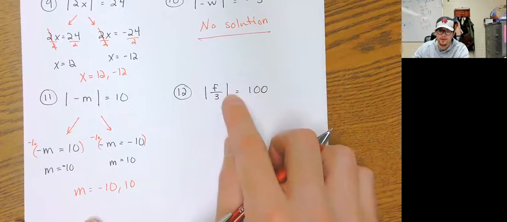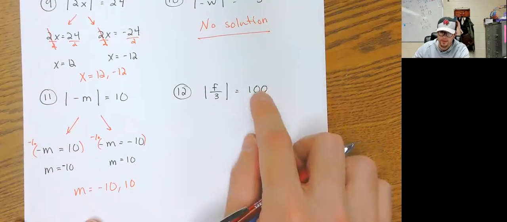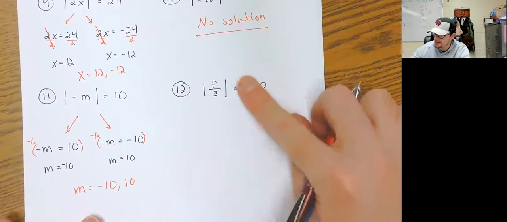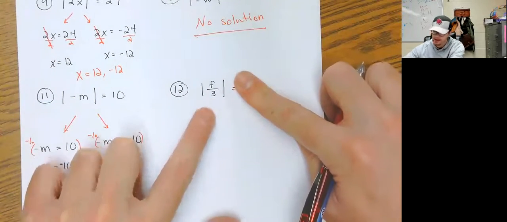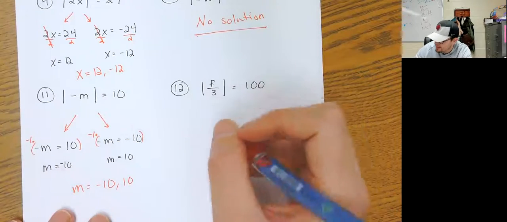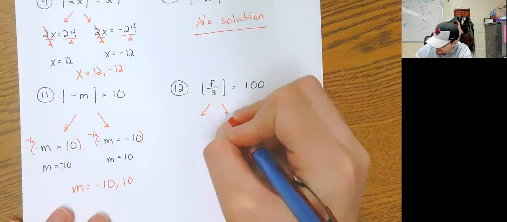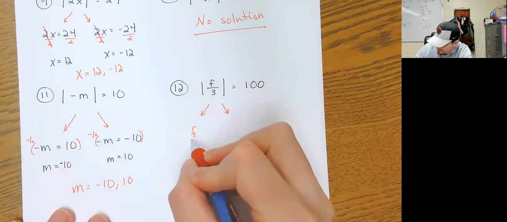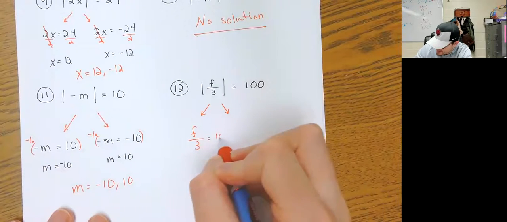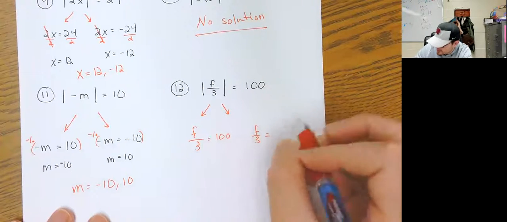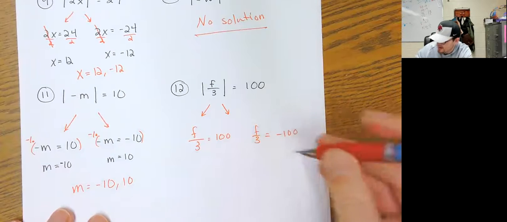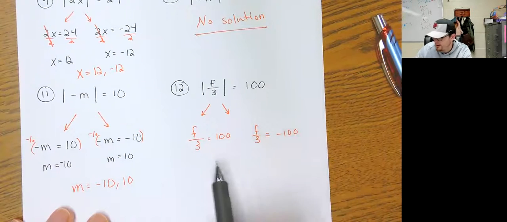All right, so over here, is that a positive 100? Yes, it is. Good to go. Is there anything I need to cancel out on the outside of the absolute values? No, there is not. So I'm going to get f over 3 equals 100 or f over 3 equals negative 100.